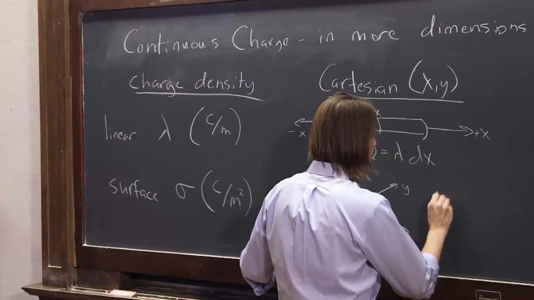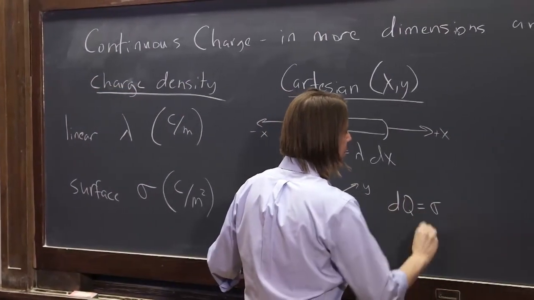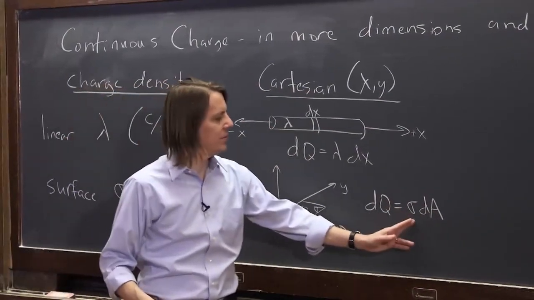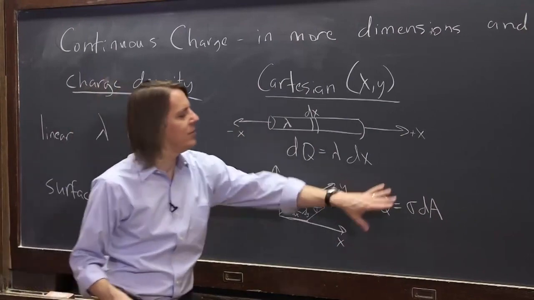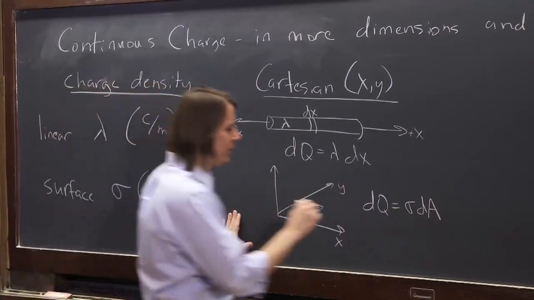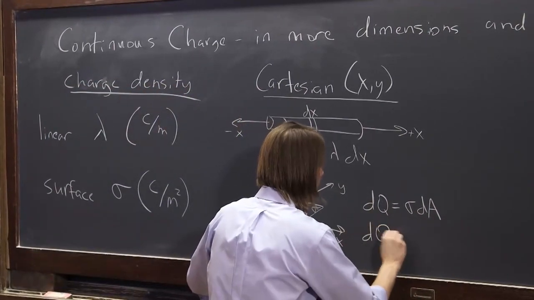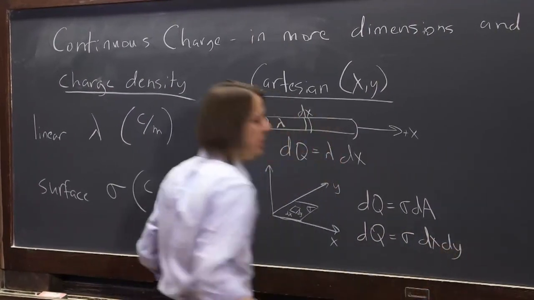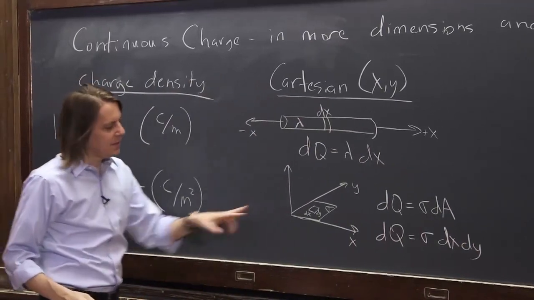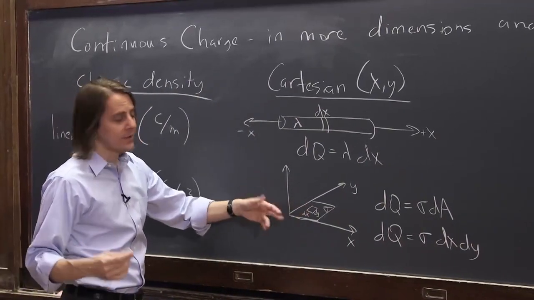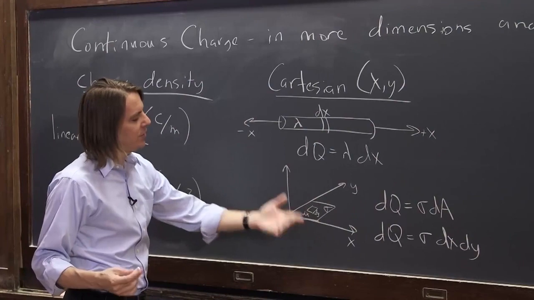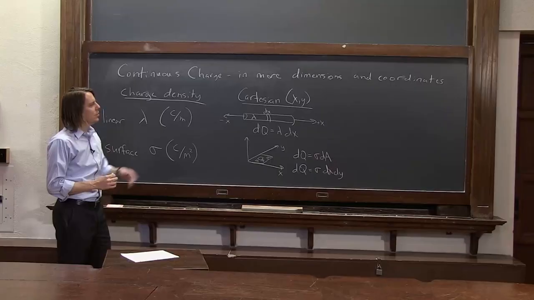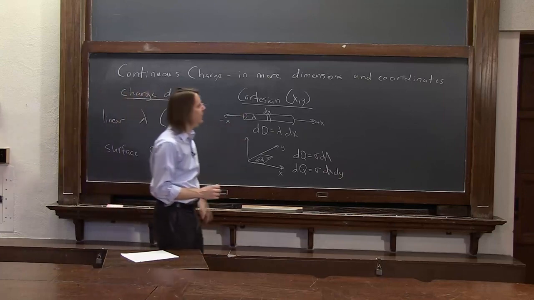So then the dq, in this case, is sigma times dA. Same basic idea, you just take the charge density times the area dA. But now we want to translate dA into the actual coordinate system. So we say dq is sigma times dx dy. Because our little dA is just a little square, or a rectangle, where one side is dx, one side is dy, so the area is just dx dy. Okay? So in Cartesian, that's how you would set it up.